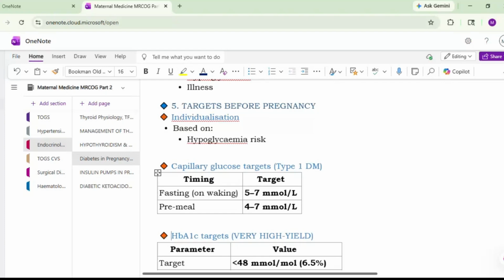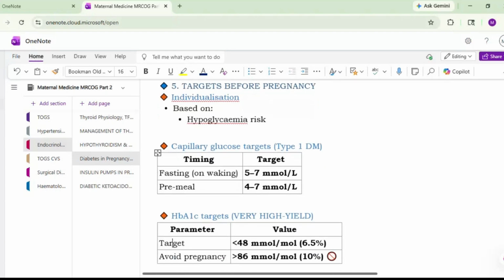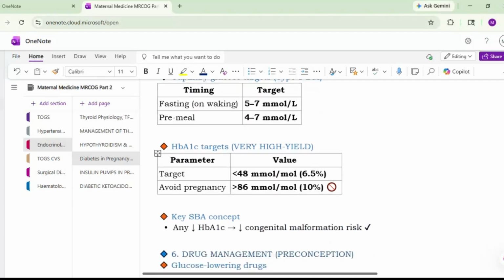So for the patient who is diabetic in the preconceptual period, we are going to discuss lifestyle changes, her BMI, and provide her contraception till glycemic control is achieved, and what should be the target, which we are discussing now. The fasting should be between 5 to 7 millimoles per liter, and pre-meal should be between 4 to 7 millimoles per liter.